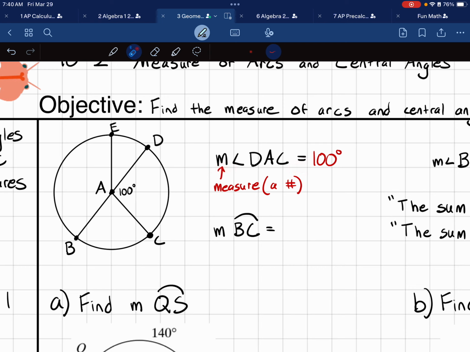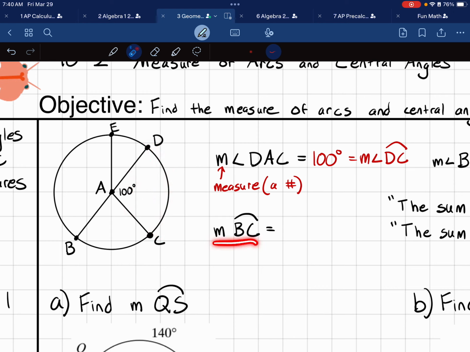Not only that, I can say that the measure of angle DAC is also equal to the measure of the arc. So this arc DC, it's a minor arc, so I only have to have 2 letters. I can say that's equal to the measure of arc DC. So I put a little arc above it. This interior central angle is congruent, or rather the measure is equal to that arc. So just remember that this central angle and this arc measure are the same.